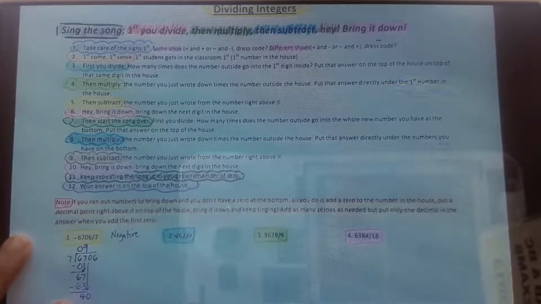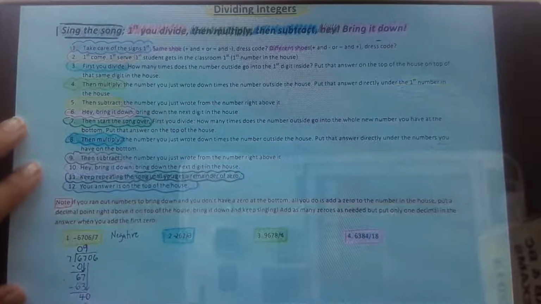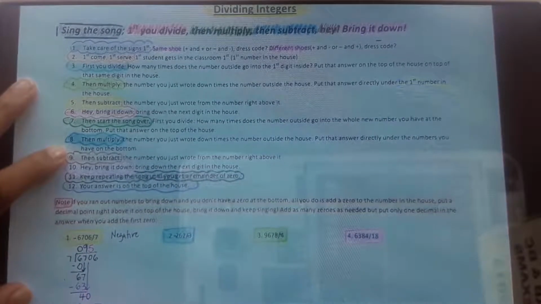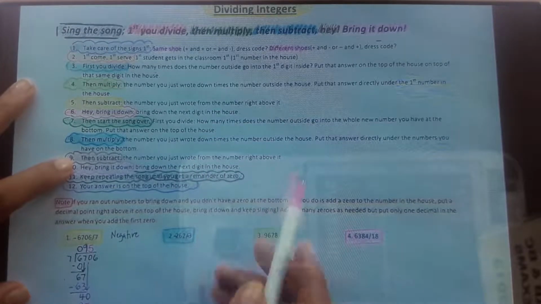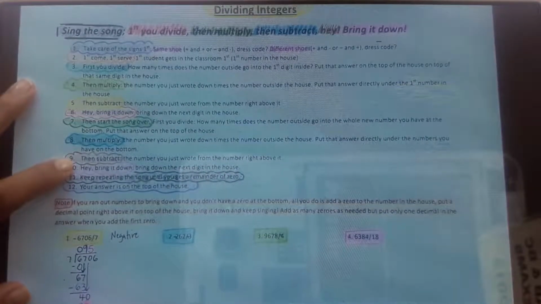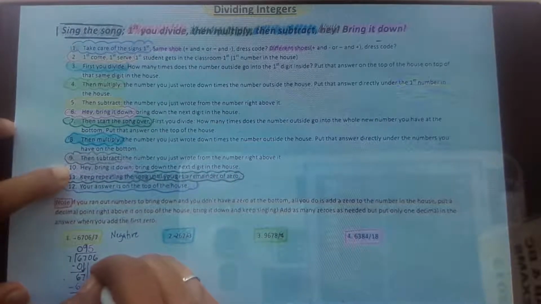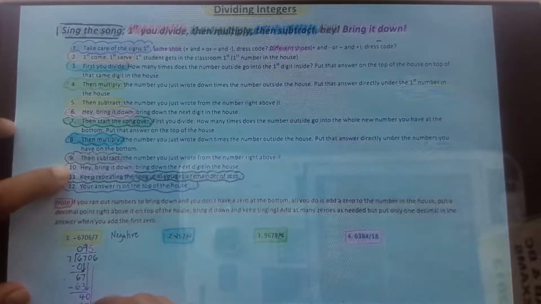So first you divide 7 into 40, which is 5. Then multiply 7 times 5, which is 35. I realize you can't see this, but you can hear me. Alright, the next step is then subtract. So 40 minus 35 is going to give you 5. Hey, bring it down. Then what am I bringing down? The next number down, which is a 6.